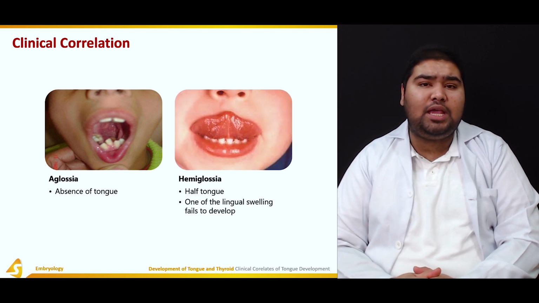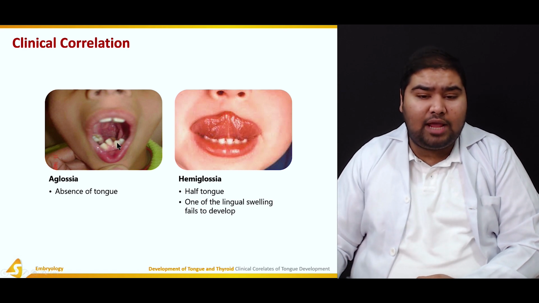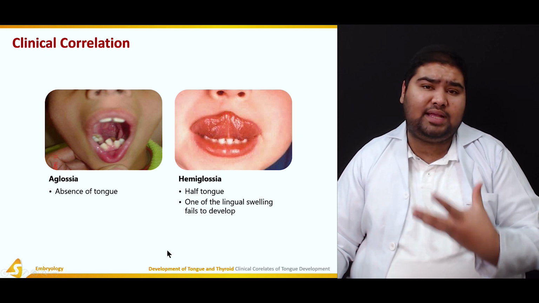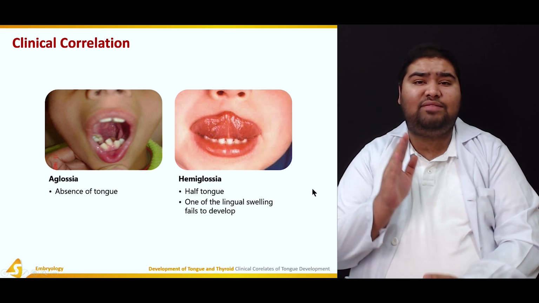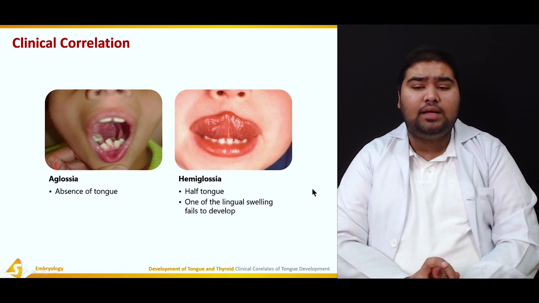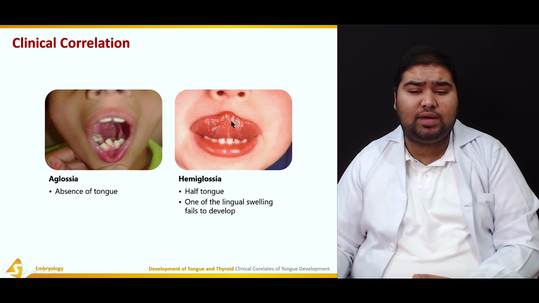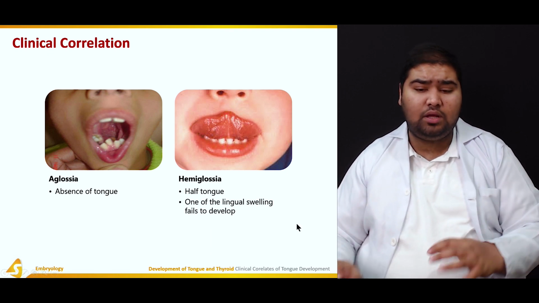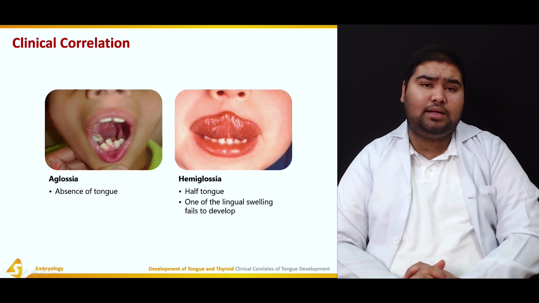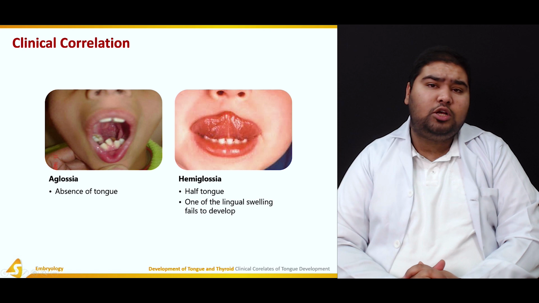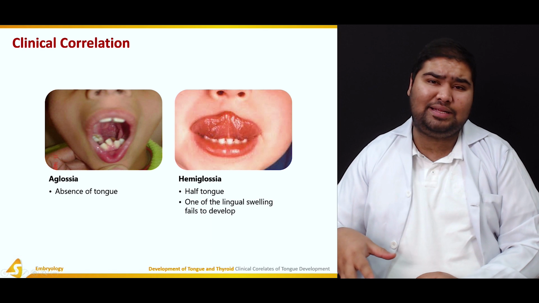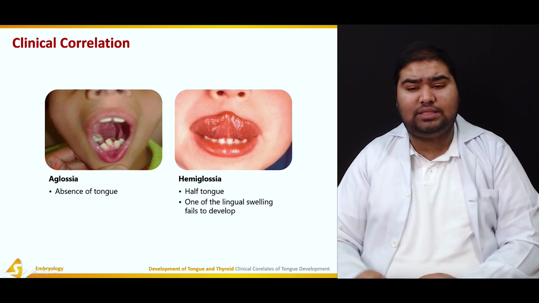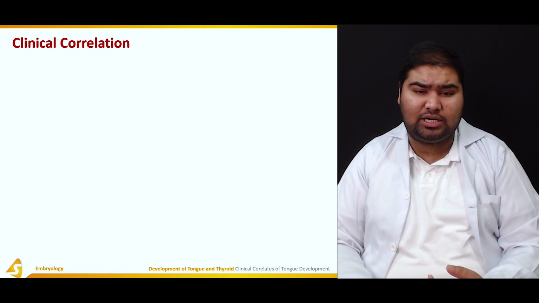Then we have hemiglossia. Now in aglossia you can see there's no tongue in the child's mouth. Tongue is not present as the adult tongue of a human. Now in hemiglossia we have somewhat halvening of the tongue. Hemiglossia is half tongue. Here you can see a small half tongue is present. Only one of the lingual swellings fails to develop. As a result, there is halvening of the tongue. The tongue is not a complete structure.